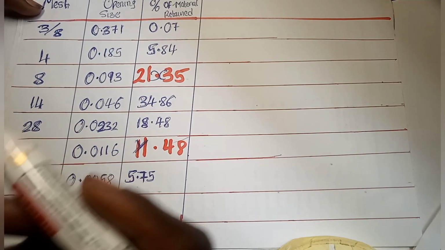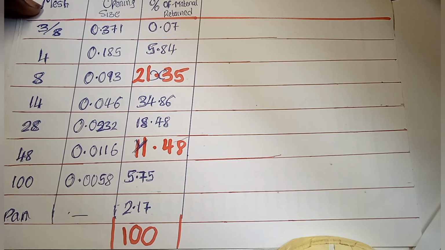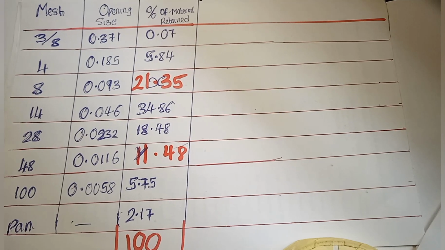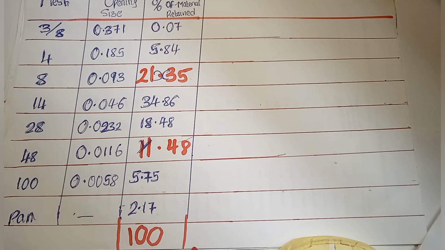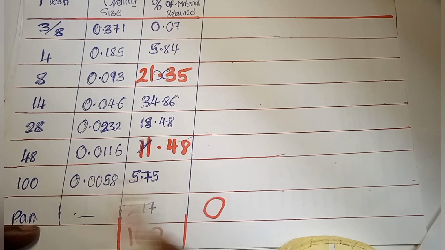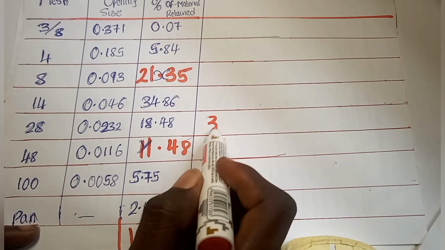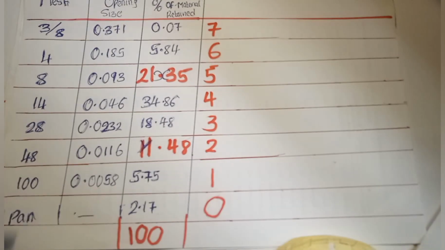You have to know your multiplying factor. In the previous solution that I solved, they gave us the multiplying factor, but here they didn't give us the multiplying factors. They only told us to solve the fineness modulus. If you want to get your multiplying factor, it's very easy. Just label the pan as 0. You put 0 in the pan, and the 100 carry 1, 2, 3, 4, 5, 6, 7. So this is our multiplying factor.